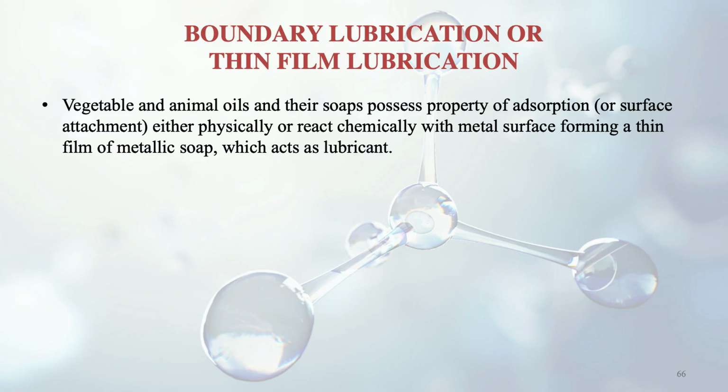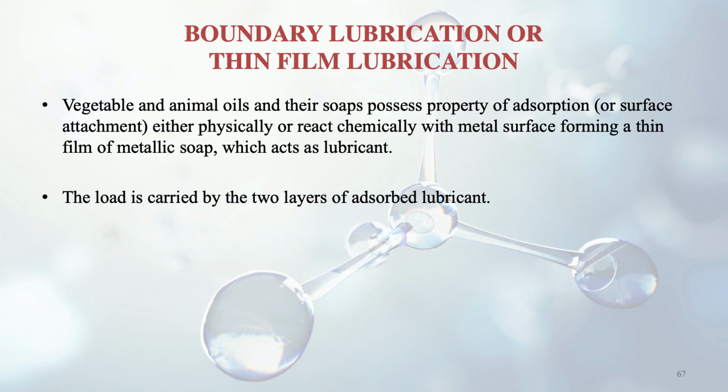So vegetable and animal oils and their soaps possess the property of adsorption or surface attachment, either physically or chemically, with the metal surface, and thus they form a thin film of metallic soap which acts as a lubricant. Thus the load is carried by the two layers of the adsorbed lubricant. So animal oils and soaps have this kind of property.